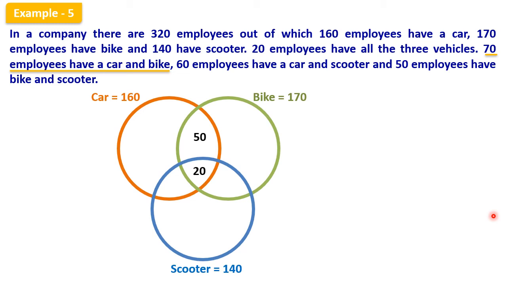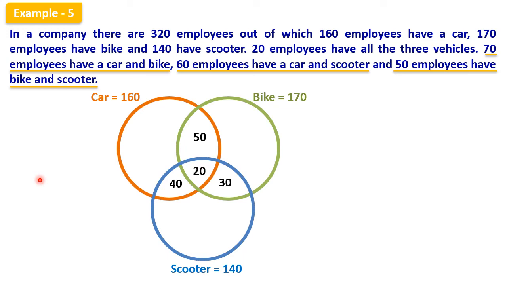Further it is said that 60 employees have a car and scooter. If 60 employees have car and scooter, it means this region plus this region is equal to 60, out of which 20 is already here. So this will be equal to 40. Further it is said that 50 employees have bike and scooter. If 50 employees have bike and scooter, this region plus this region is 50, out of which 20 is already here. So this will be equal to 30 now.